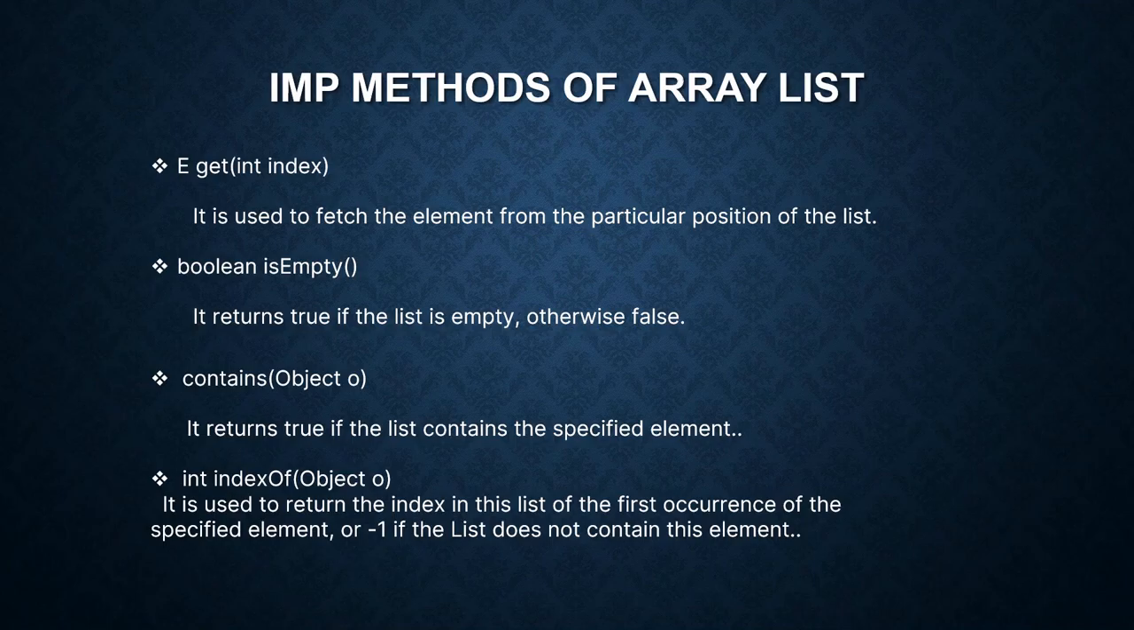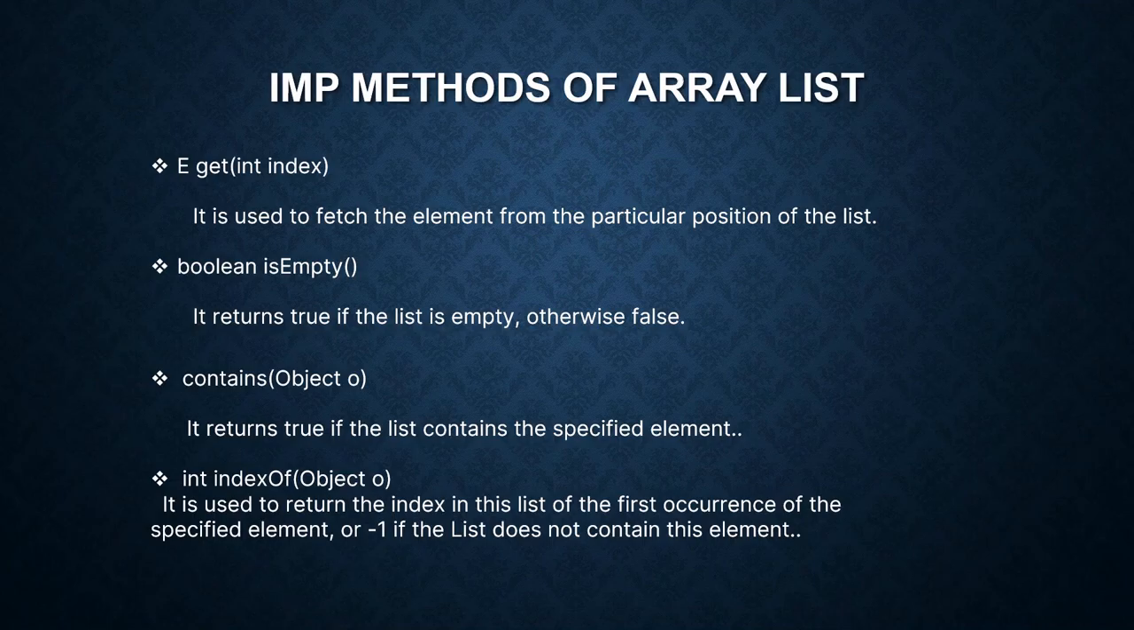The contains method returns true if the list contains a specified element. It checks whether the element is present in the array list or not. And next, indexOf: if you pass an object, it gives the index. It is used to return the index in the list of the first occurrence of the specified element. It checks the first occurrence, or it returns -1 if the list does not contain the element.